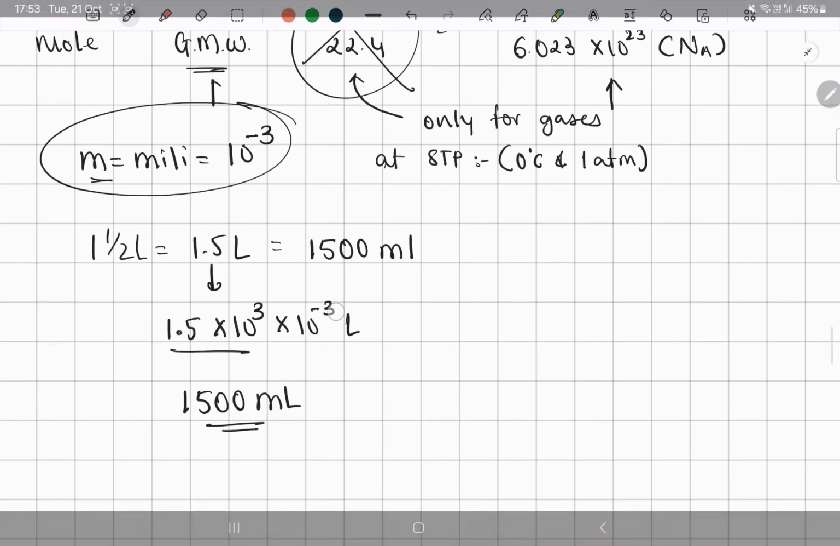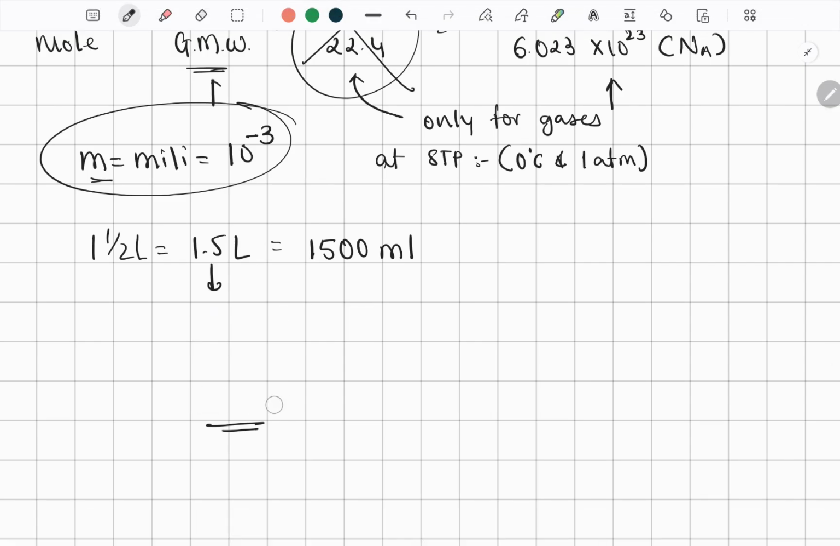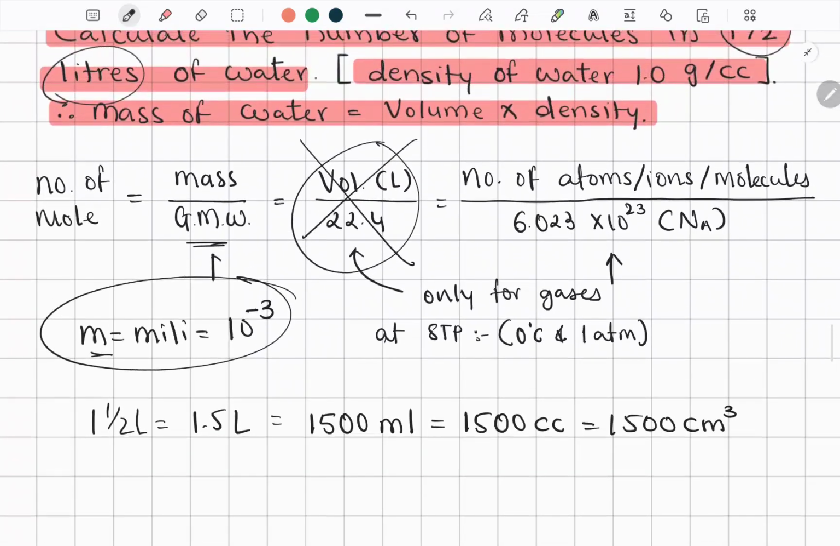What is 1500 ml? ml can also be written as cc, centimeter cube. So 1500 cc, also we can call it 1500 centimeter cube. 1 centimeter cube is nothing but equal to 1 ml. It's just a different way of representing the units. Now we have the volume in cc. Why did we use cc and not liter? Because the density is given in cc, so we just converted this into cc.